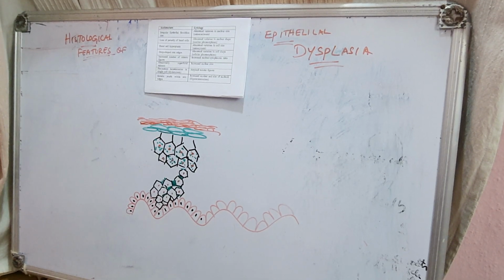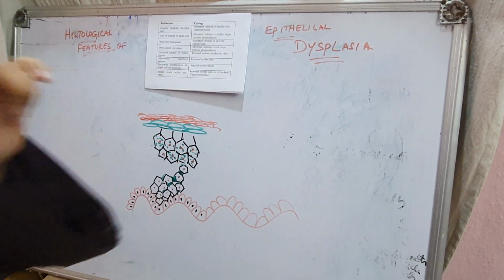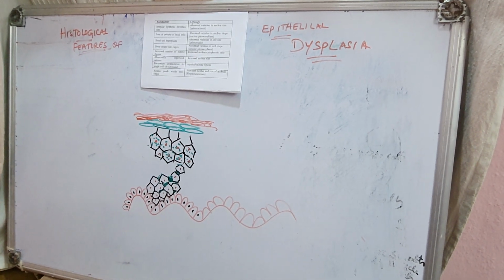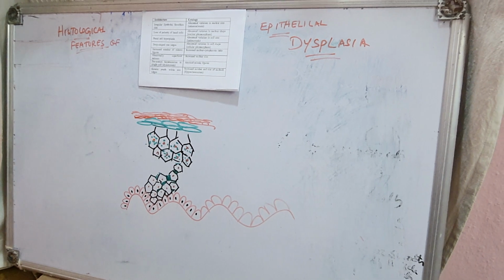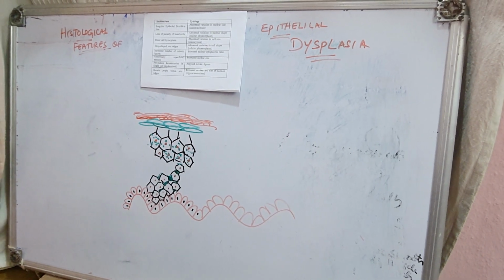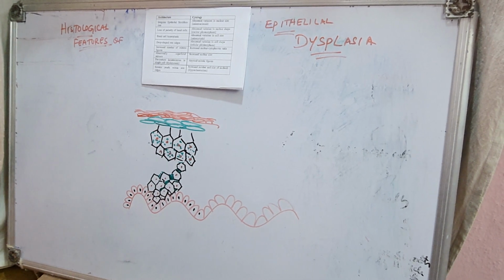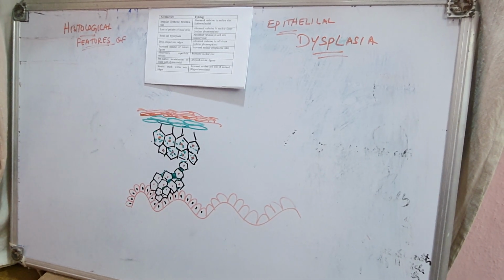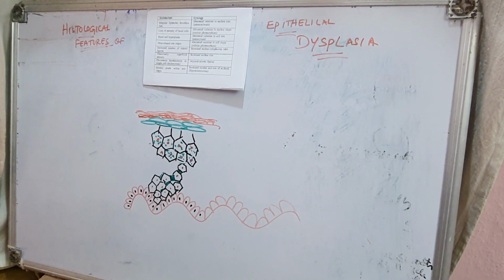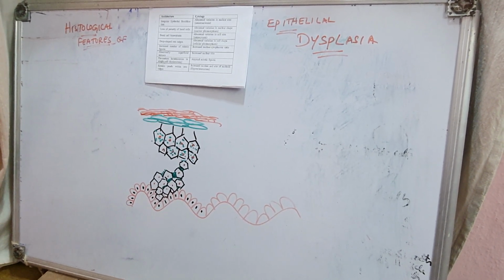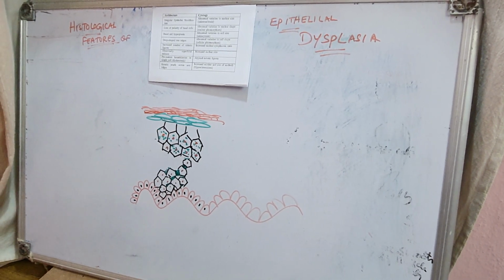Hello everyone. In this video I am going to discuss the histological features of epithelial dysplasia. As we all know, epithelial dysplasia is a histological form of leukoplakia, and leukoplakia is a pre-malignant lesion or condition where we will see certain changes in the histology of a cell or epithelium. Now let's discuss these changes that we can see in epithelial dysplasia.